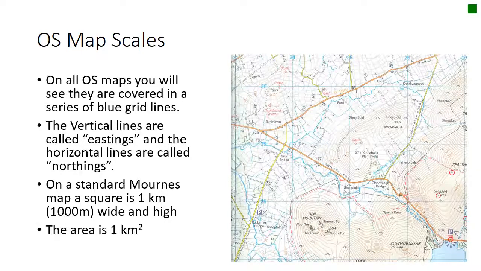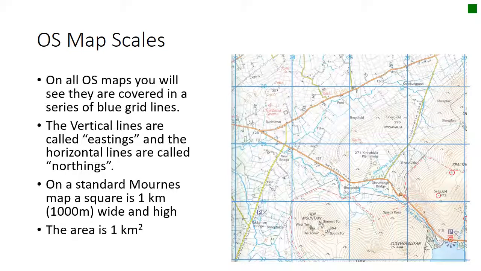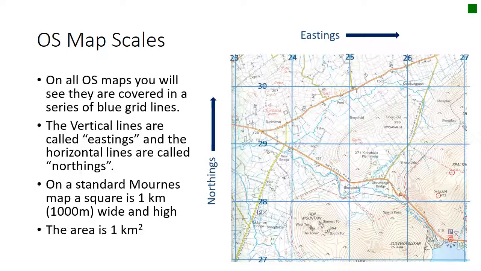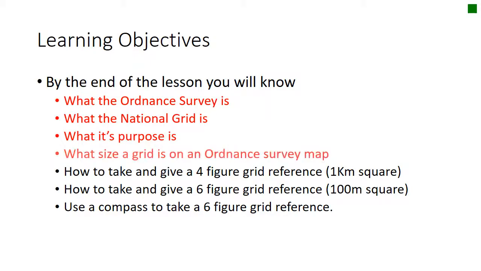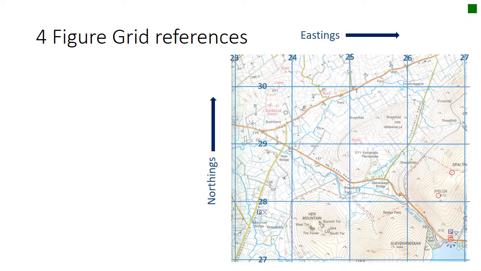So I'm going to then just highlight the grid squares. So we will have across the top there, you can see the numbers running across east-west, they are the Eastings. The numbers going up and down north-south, they are the Northings. So Eastings across the page, Northings up and down the page. So by now we know what the Ordnance Survey is, we know what the National Grid is, we know its purpose, and we know the size of a grid on the Ordnance Survey map, 1 kilometre between the lines.